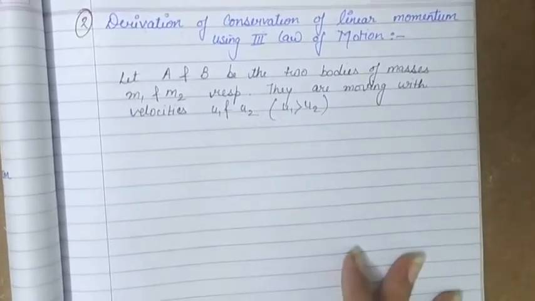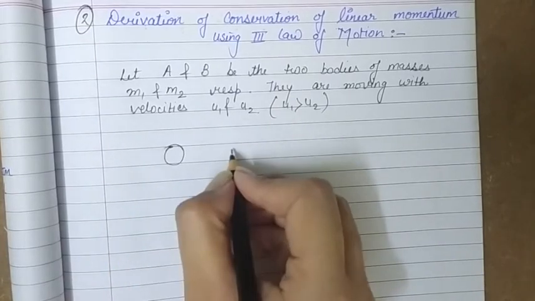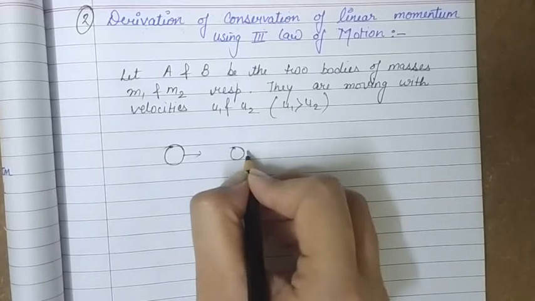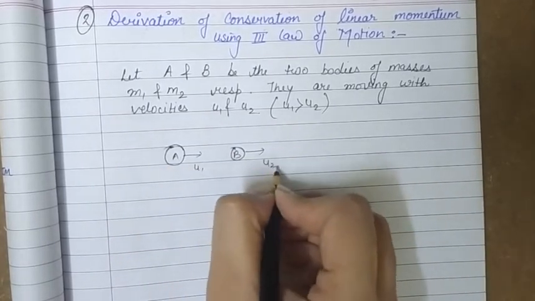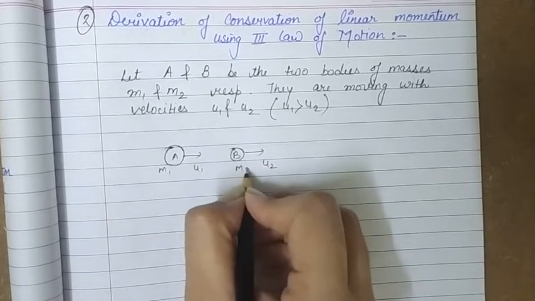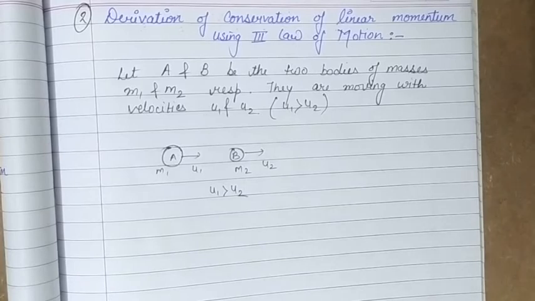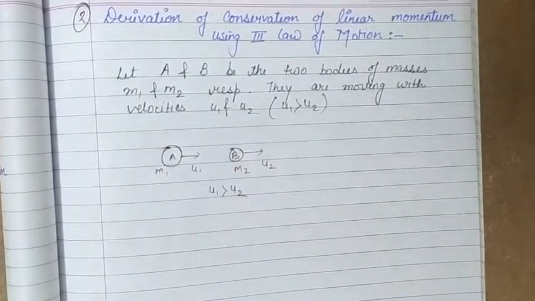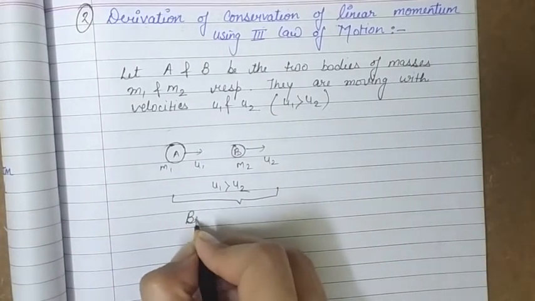u1 is greater than u2. Then if I draw a diagram of it, here is body A and the other is body B. Both are moving like this, A and B, with velocities u1, u2 and masses m1, m2. If u1 is greater than u2, then after a certain time body A will approach B and collide with it. So this is the situation before collision.